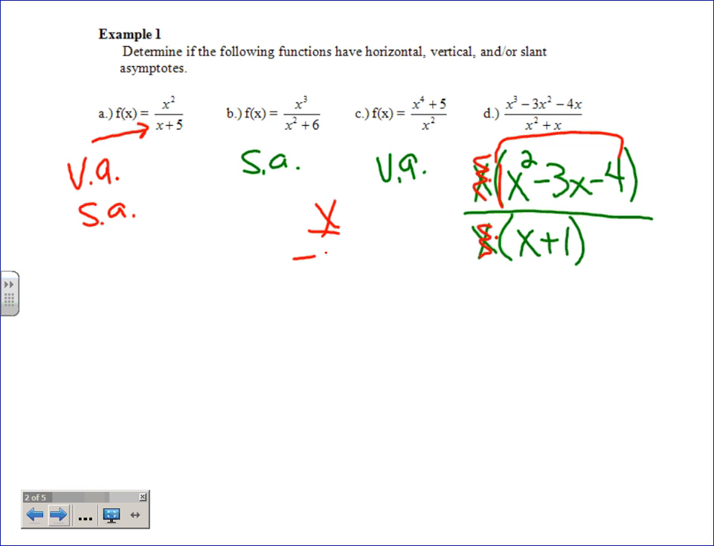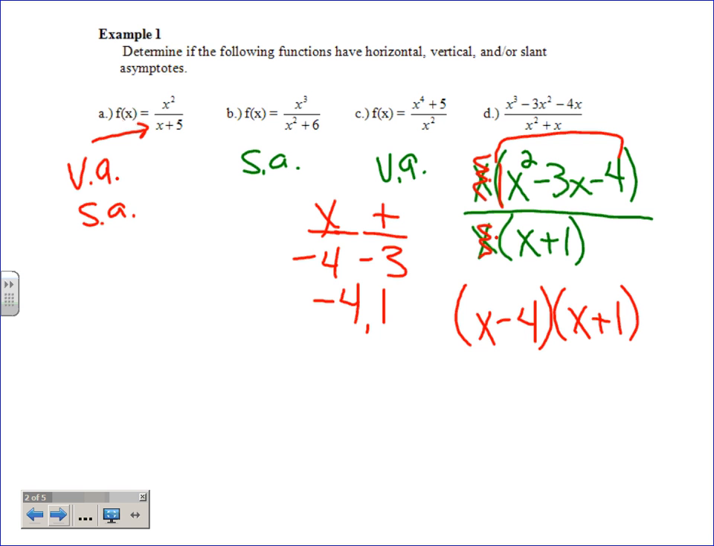Multiplies to be -4. Adds to be -3. Do such numbers exist? In all honesty, hopefully not in this case, because then we're almost done. But unfortunately, they are. -4 and +1. Is that what it is? And so I'm going to speed things up if you don't mind. That's what the numerator factors to, is x minus 4 and x plus 1.